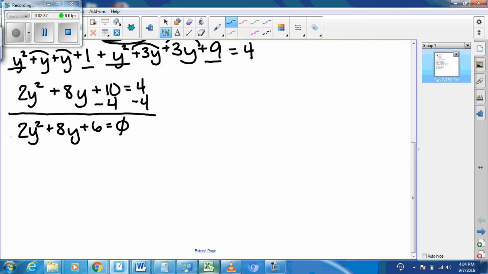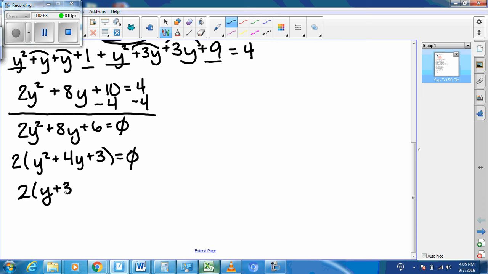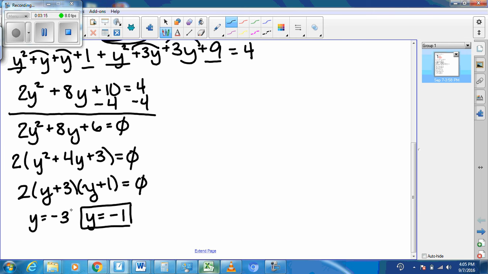So what's left from here is to factor. Now I noticed that all of the numbers have something in common, so I'm going to pull a 2 out. I'm left with y squared plus 4y plus 3. Now I'm looking for a pair of numbers that multiplies to be positive 3, but adds to be positive 4. So that turns out to be positive 3 and positive 1. From here, you can set each of these guys equal to 0. So y plus 3 equals 0. We get that y is equal to negative 3. y plus 1 is equal to 0. I get that y is equal to negative 1. So those are the y values of that equation.